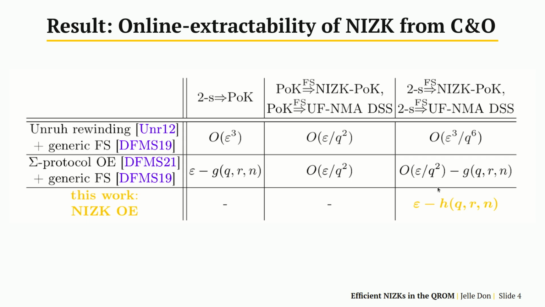But now getting rid of the q squared factor, we obtain the first tight reduction of a Fiat-Shamir based NIZK or signature scheme in the QROM. That's the main result of our work.